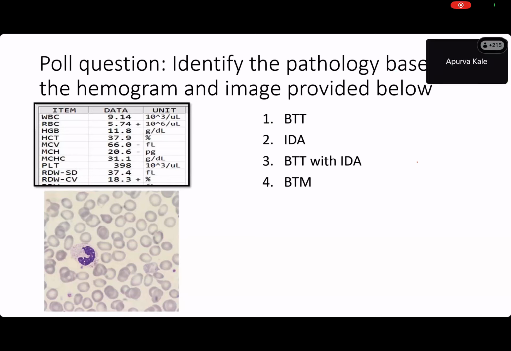We're getting answers 1 and 2 to IDA. Yeah, okay. So the difference from a regular IDA: this hemogram effectively tells you that you are looking at a hemoglobin of 11.8. You're looking at relative erythrocytosis again, and you have microcytic hypochromic indices.